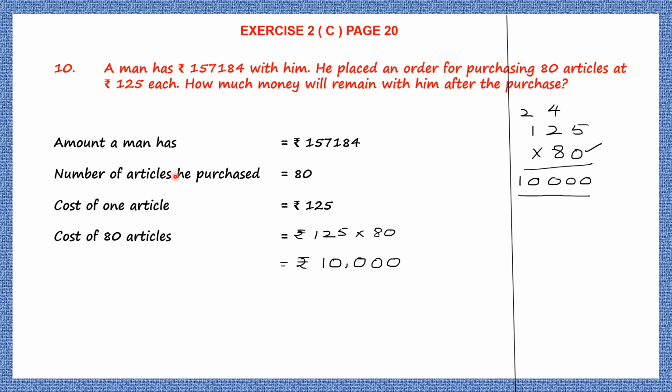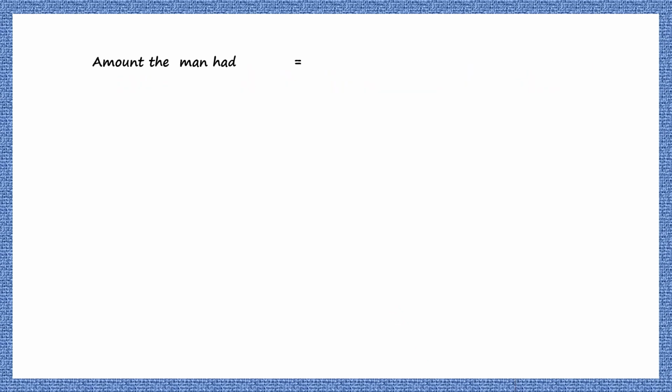Now we know how much he had in the beginning and we know the cost of 80 articles. That means he spent so much. Now we need to know how much will be left with him. Amount the man had: how much did he have in the beginning? He had rupees 1,57,184. Then, how much did he spend? Amount he spent is 10,000 rupees. We found that out, isn't it? So let's put it in the right places.